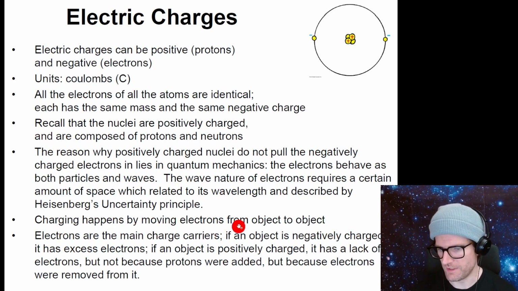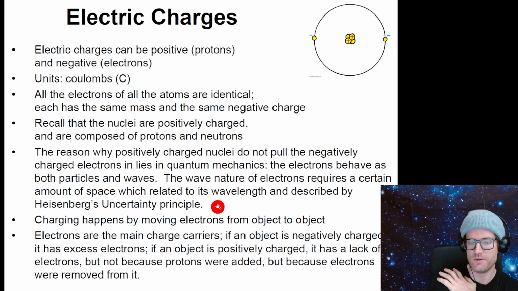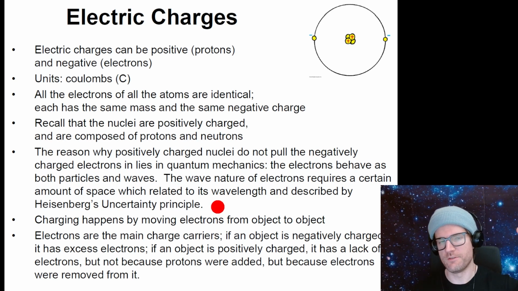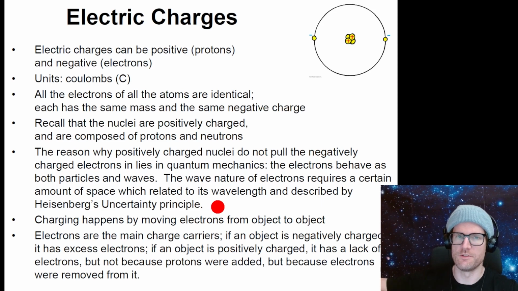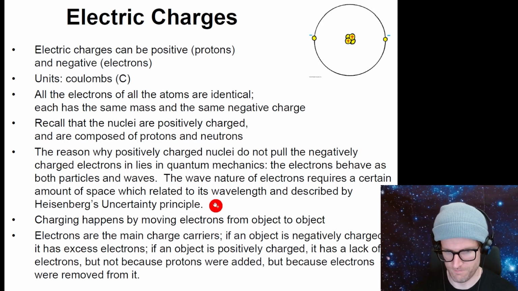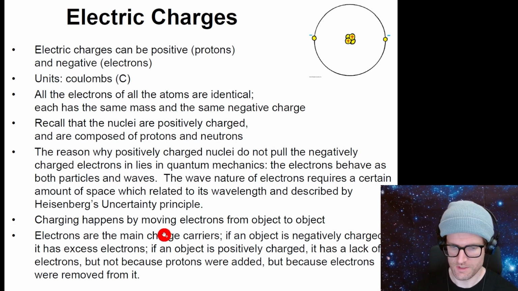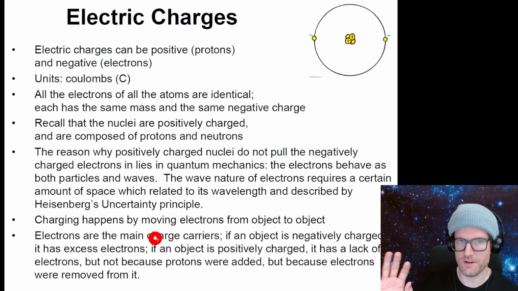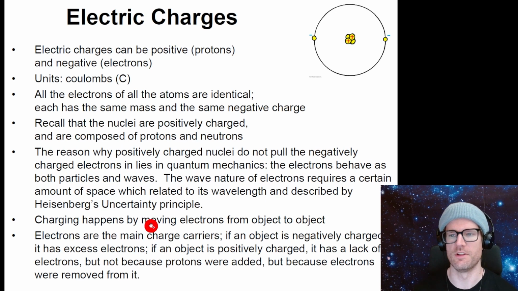Charging happens by moving electrons from object to object. So if I move electrons from one object to another, then I can build up negative charge in one object and decrease negative charge in another, building up positive charge. Electrons are the main charge carriers in nature. Sometimes other things move around, but generally it's going to be electrons, the charge is moving.